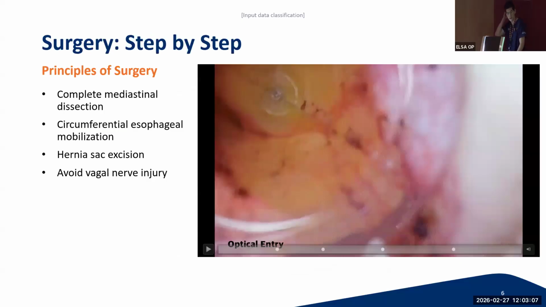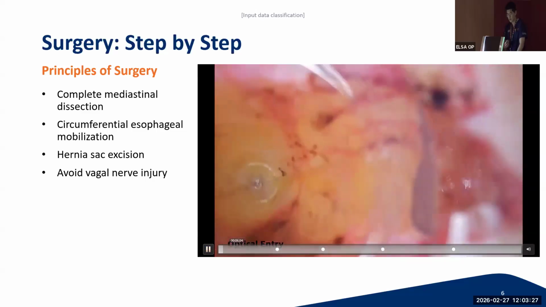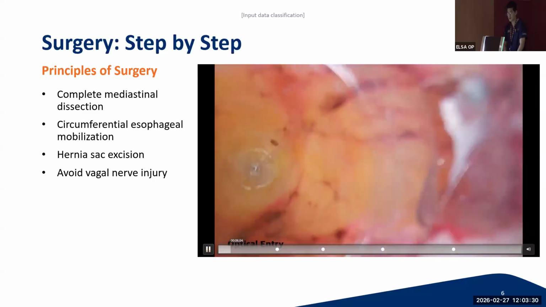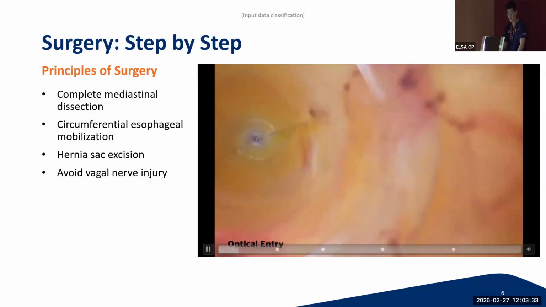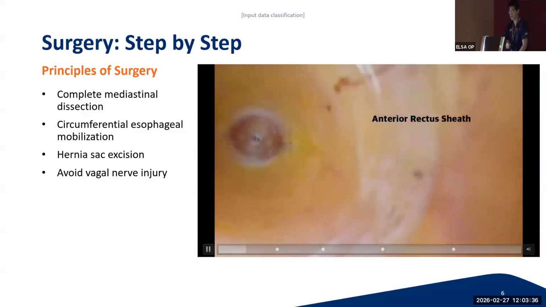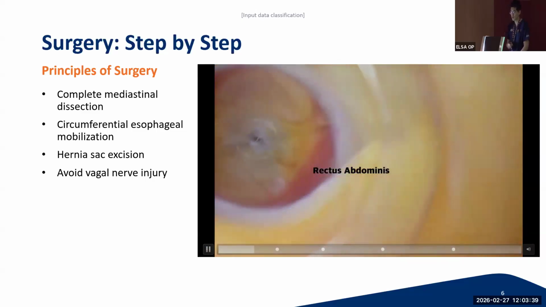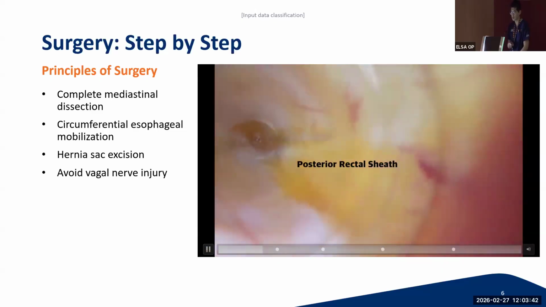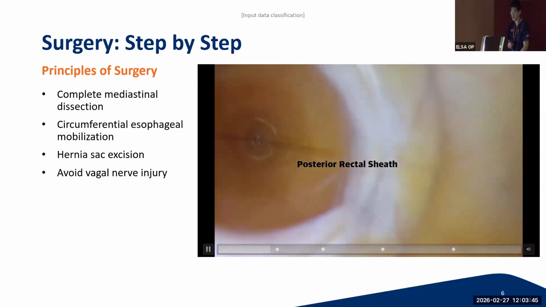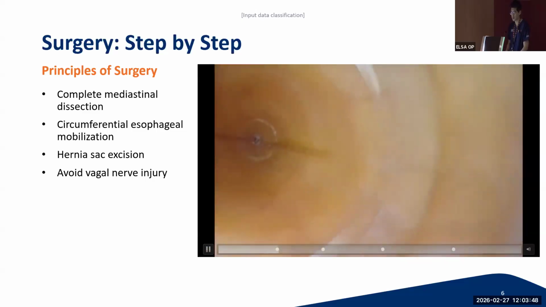So very briefly, the principles of the hiatus hernia repair: when you dissect, you need to achieve a full mediastinal dissection. You need to circumferentially mobilize the esophagus, excise the sac, and try to avoid vagal nerve injury to avoid any functional symptoms. For aspiring laparoscopic surgeons, you should know how to do an optical entry safely. So you need to appreciate, like what Sean mentioned, the layers of the abdominal wall. You can see we reach the anterior and posterior sheath now. And when you feel this give, then you need to stop and reassess because you're most likely in the peritoneum already.